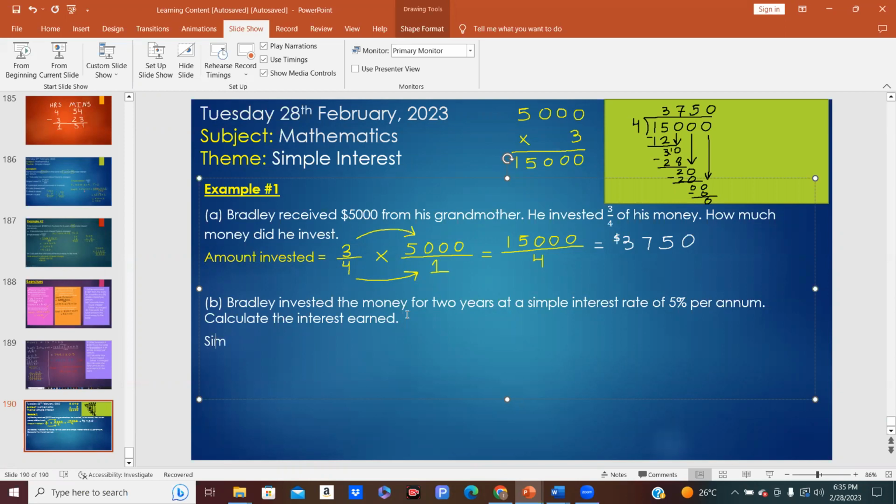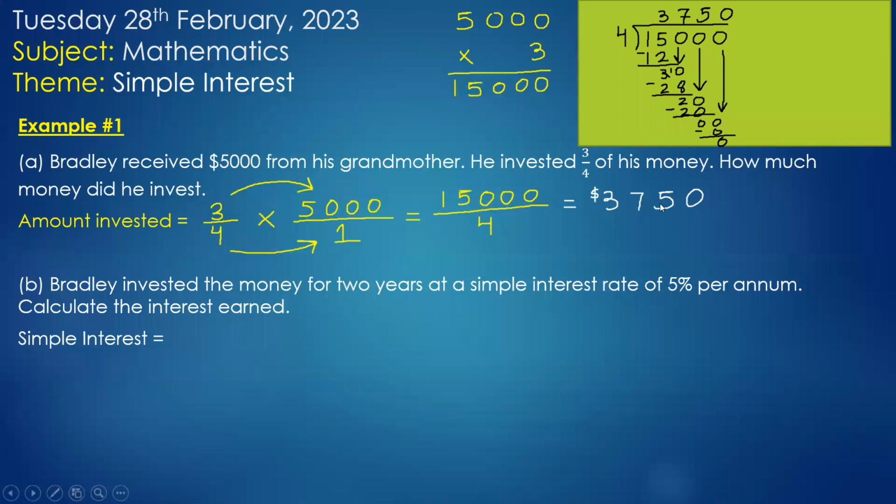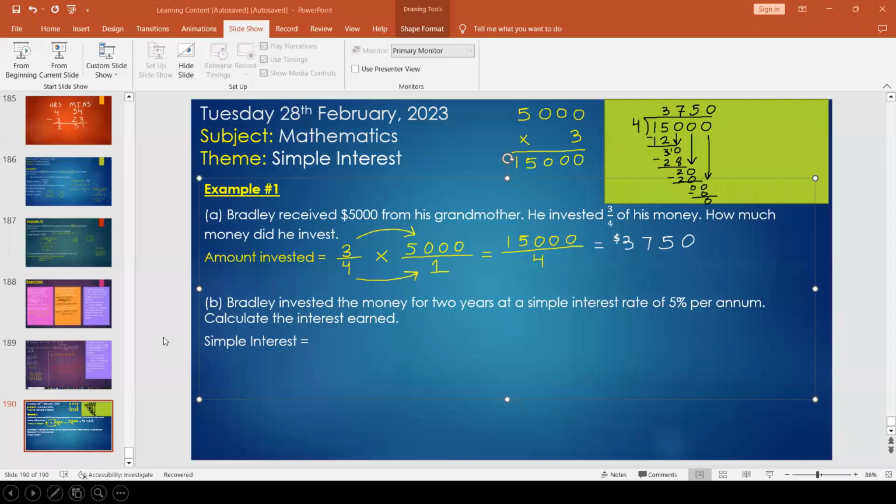So 3,750 times 5 times 2 over 100. Very good. So we're going to take the amount of money that was invested.